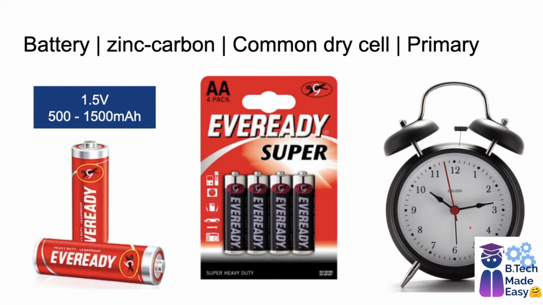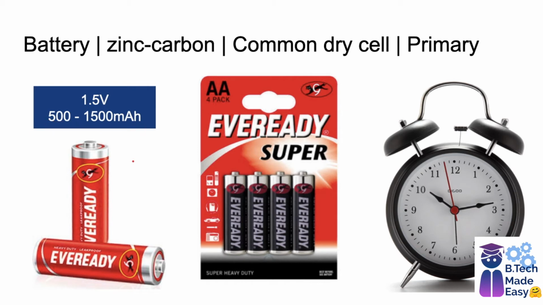Mostly in clocks, in some of the very small type of pen torches. Okay, so everywhere we will be using this type of battery only. So first of all, the voltage of this battery per single battery will be 1.5 volt, and for a single battery the current will range from 500 to 1500 milliampere hour.